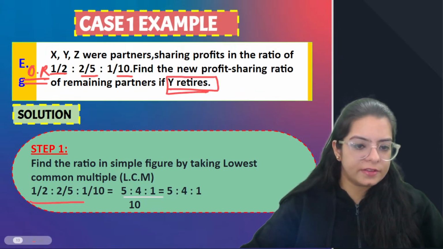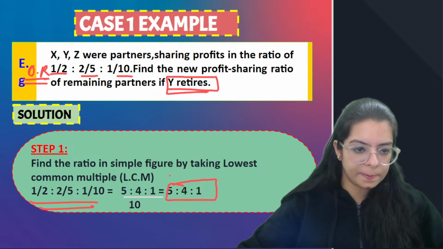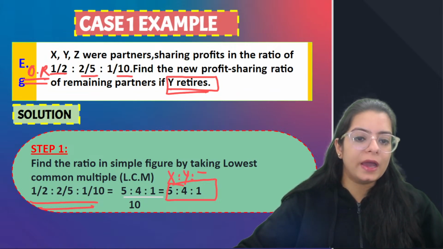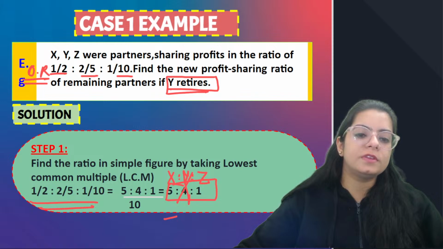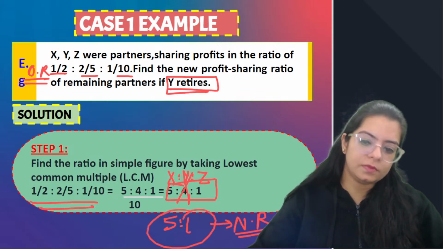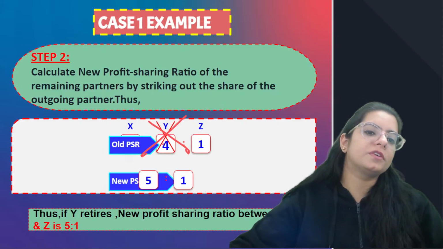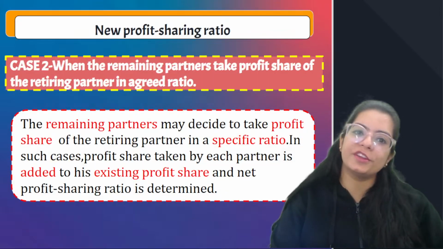So we will equalize the denominators first. Our ratio turns out to be 5 is to 4 is to 1 for X, Y, Z. Y is retiring. So X is to Z, meaning 5 is to 1, will be our new ratio. Whoever is retiring, his share we will cut and the remaining becomes our new ratio.